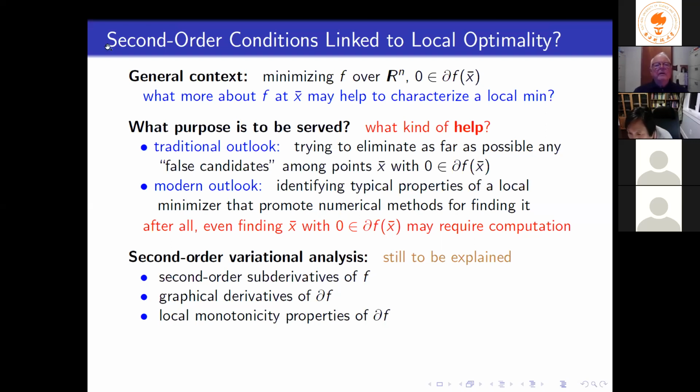Okay, in the current slide, the traditional outlook tries to eliminate false candidates, while the modern one tries to find numerical methods. I think the change is because of the existence of computation tools, computers. Do you think the change of computation tools will promote the evolution of theory?